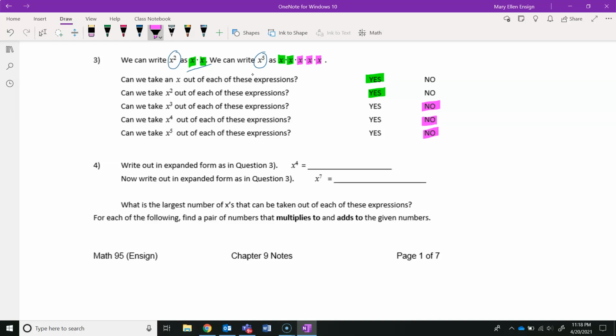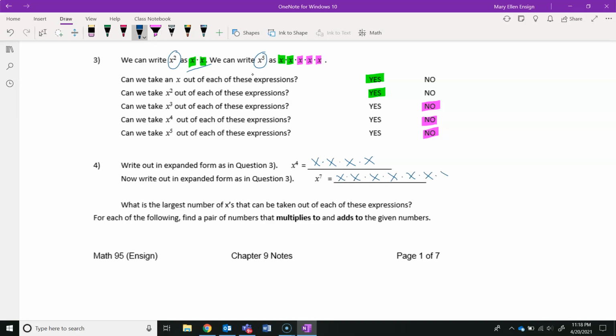Okay, let's look at another example. And I realize this just seems very abstract for right now. We're going to put it together in a minute. So let's write x to the fourth out in an expanded form. It means x times x times x times x. And x to the seventh.